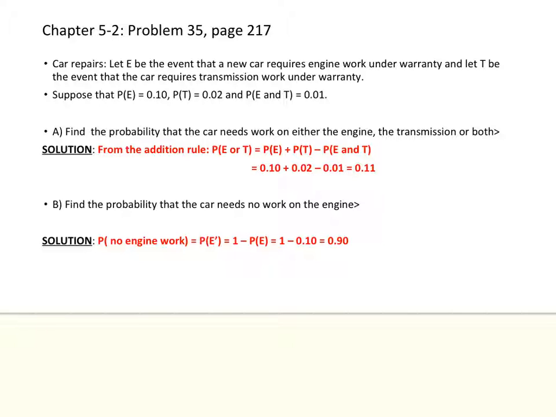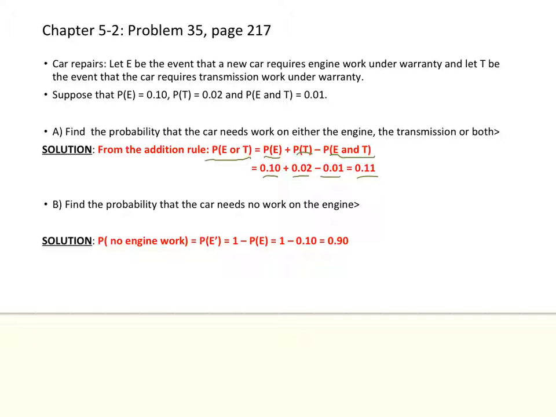From the addition rule, we have the following. The probability of E or T is equal to the probability of E plus the probability of T minus the probability of T and E. So we just plug in the numbers. We have 0.10 plus 0.02, and we subtract 0.01 and we get 0.11 or 11%.